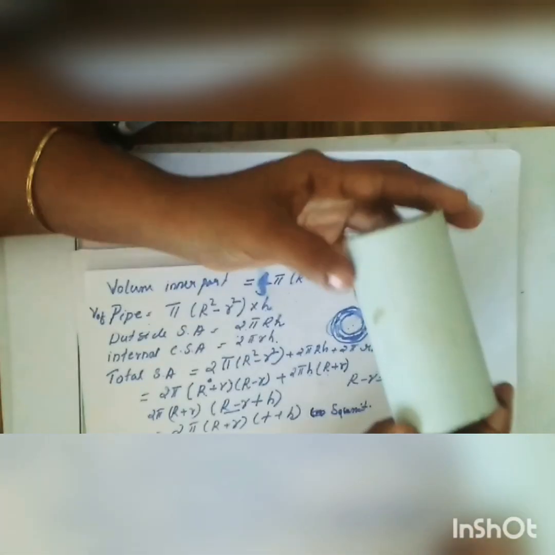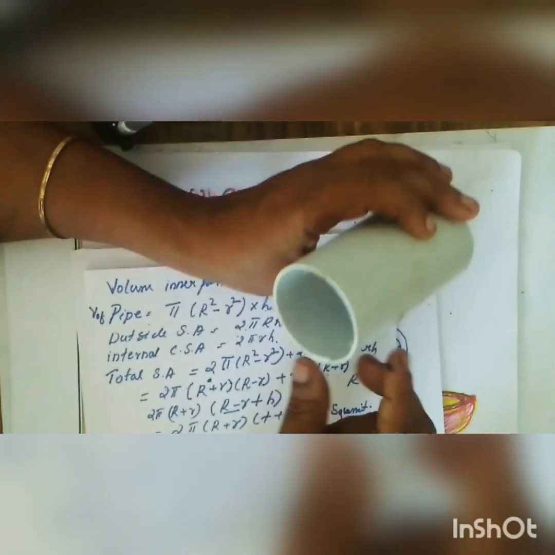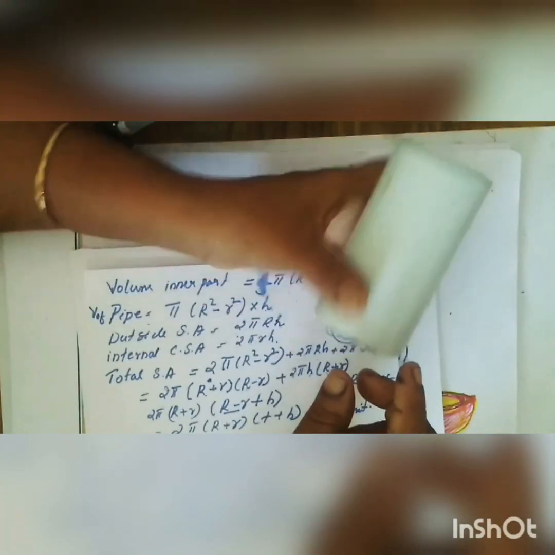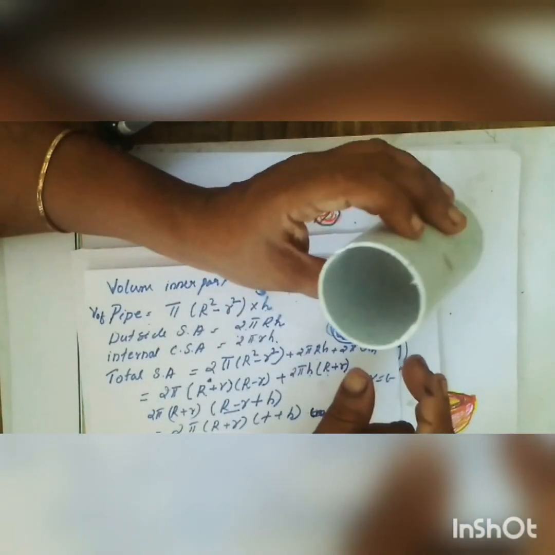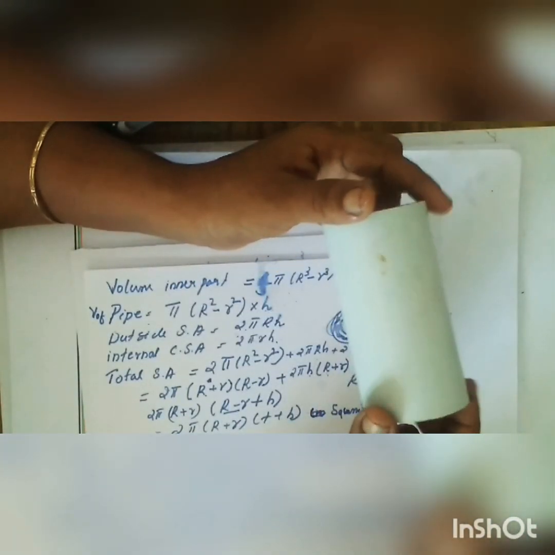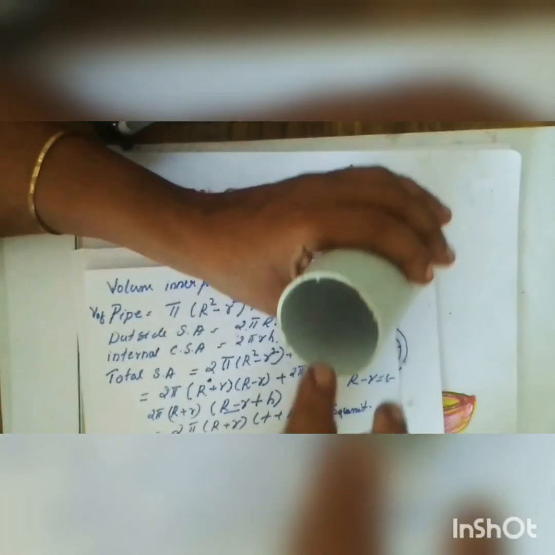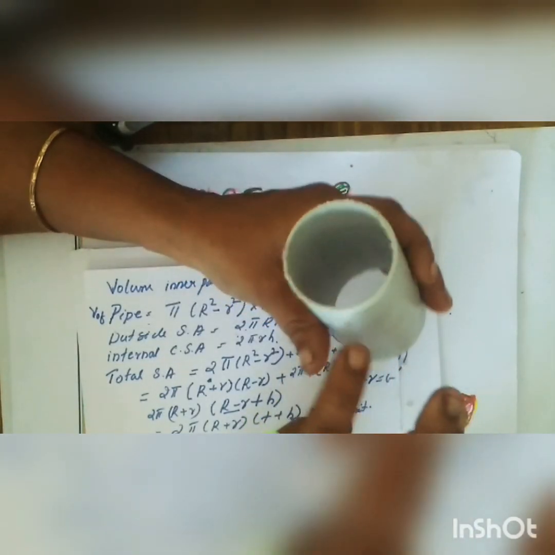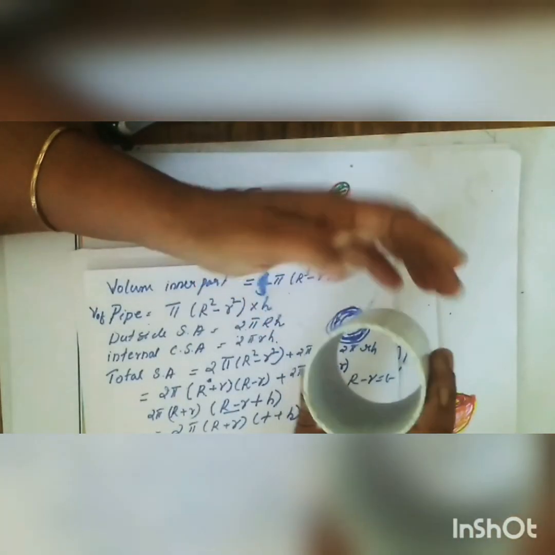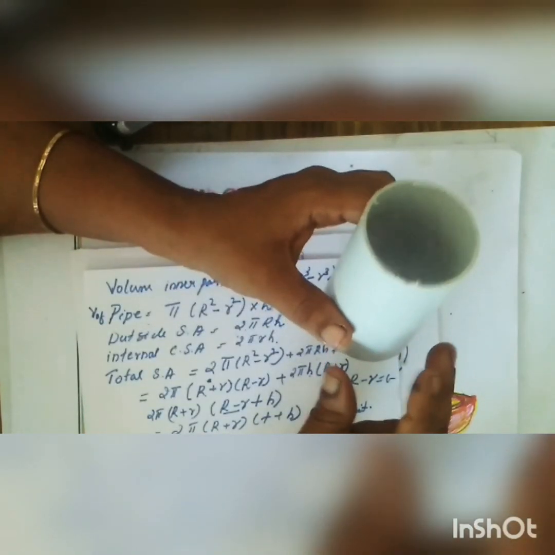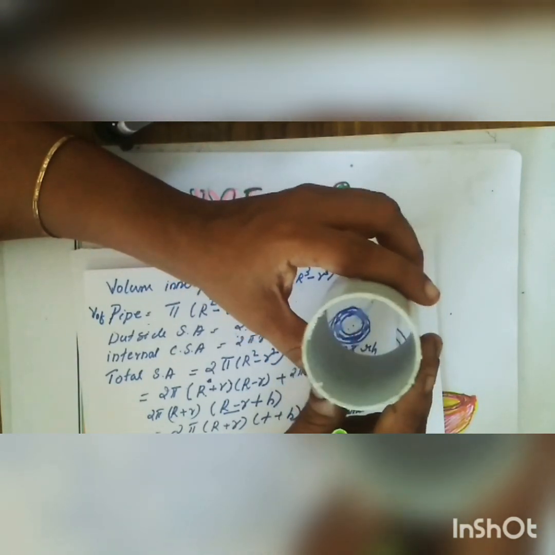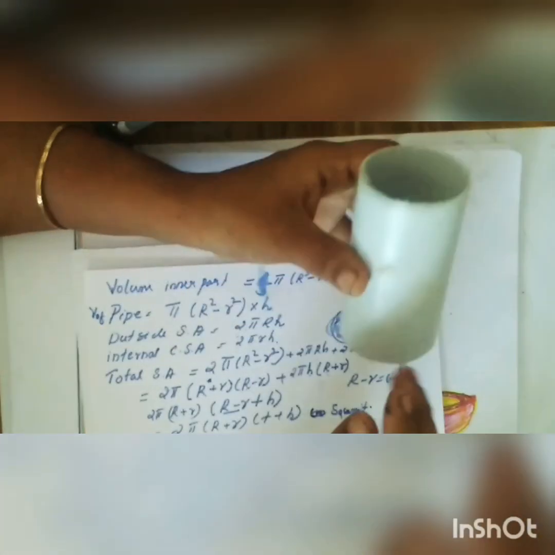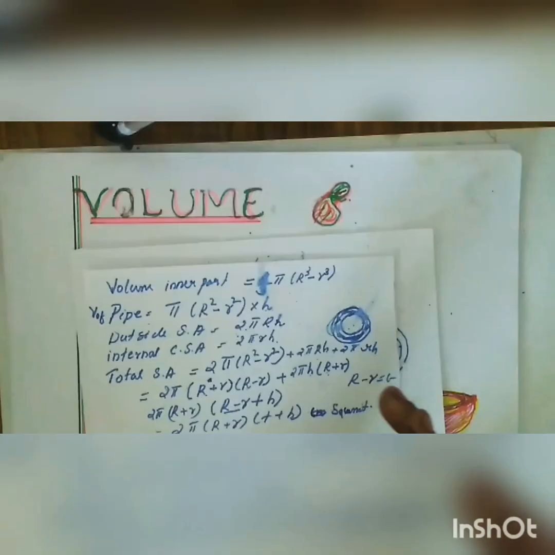Here is a piece of pipe. This is almost like a pipe. The volume, surface area and weight can be calculated by using the measurements capital R, small r and h only. And for getting weight, the density is also a necessary part, because volume into density is the mass of this material.